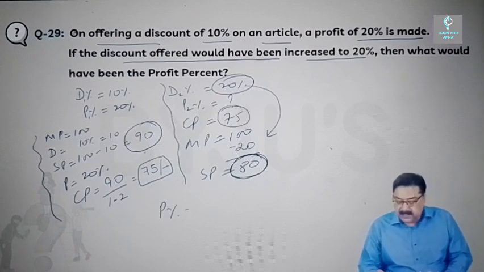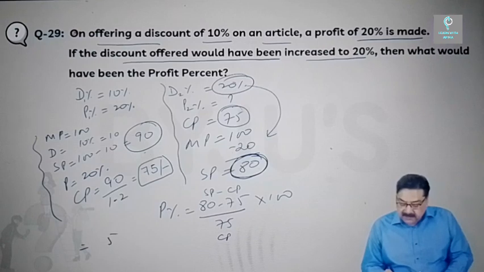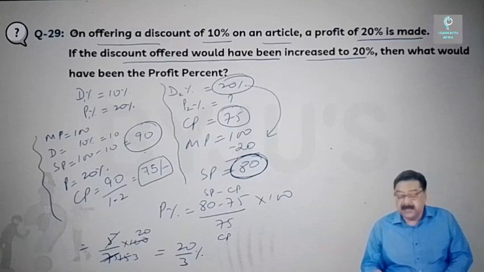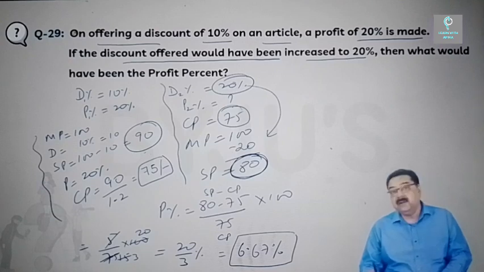So profit percent here is 80 minus 75, that is selling price minus cost price, by cost price, that is 75 into 100. So this becomes 5 by 75 into 100. These cancel, goes by 15. Again cancels by 5. 5 3s are 15 and 20s are 100. So profit percent is 20 by 3%, and that is 6.67%. That will be the profit earned if discount is doubled in this case.